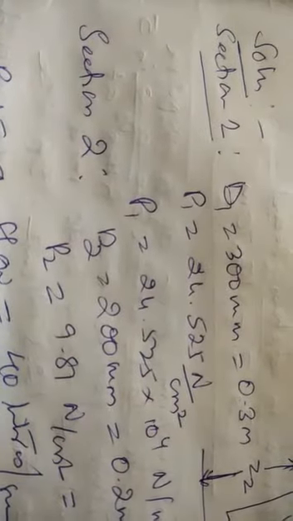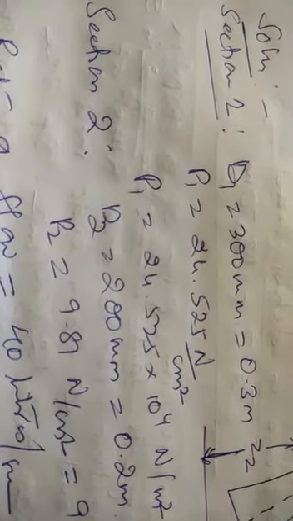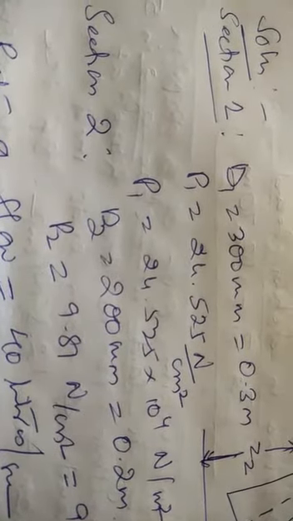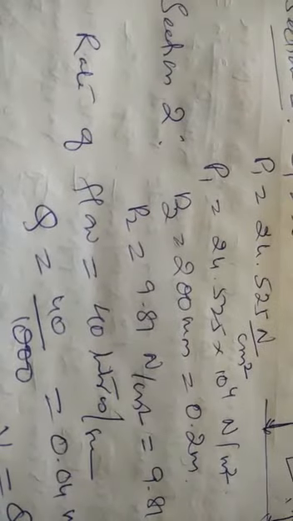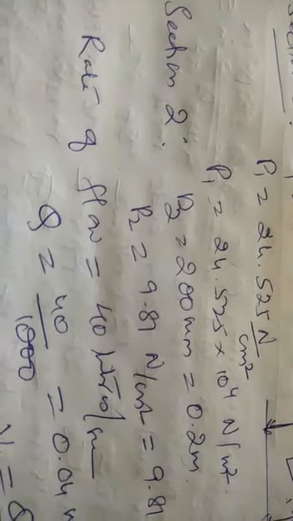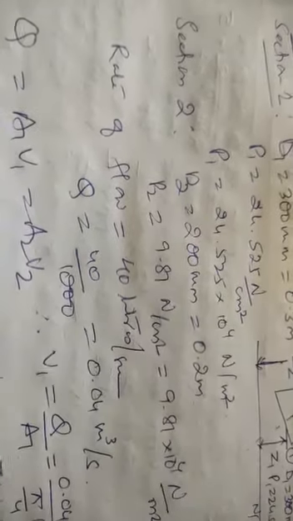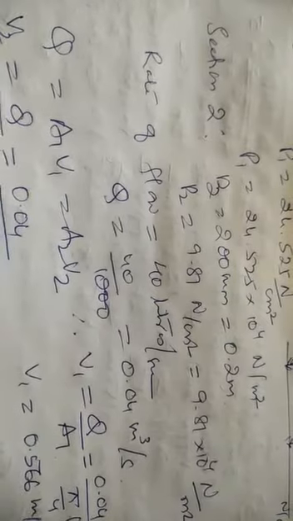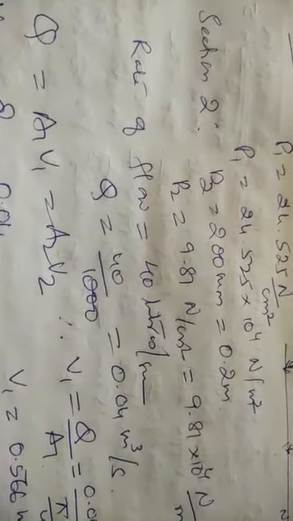Section 1. The diameter is 300 mm, convert that into meter, it is 0.3 meter. P1 is 24.525 Newton per centimeter square, convert that into Newton per meter square. Section 2, D2 is 200 mm, convert that once again into meters, and P2 is 9.81 Newton per centimeter square. Now what is the rate of flow? That is the discharge, basically Q. It is given as 40 liter per second.